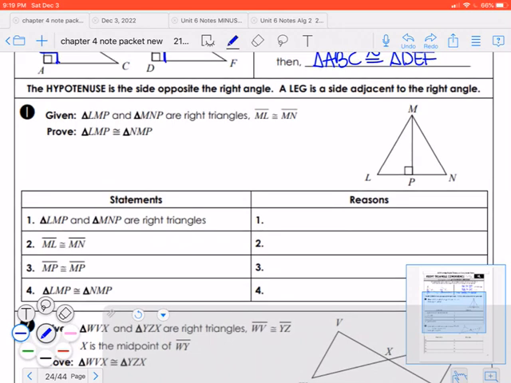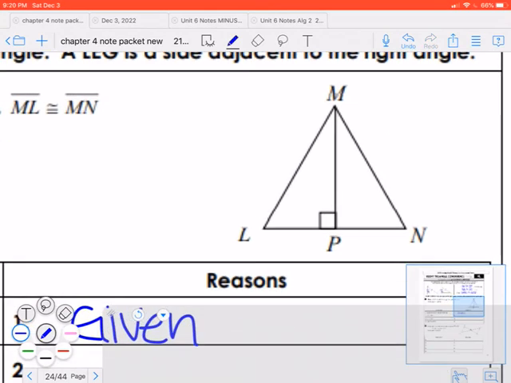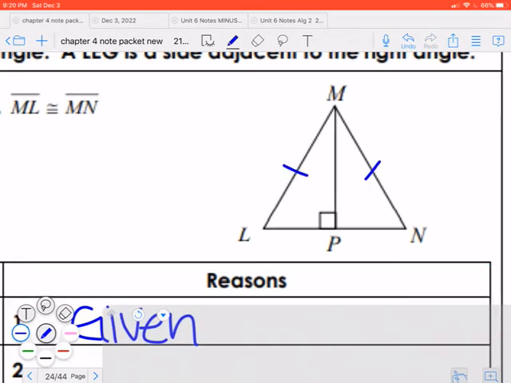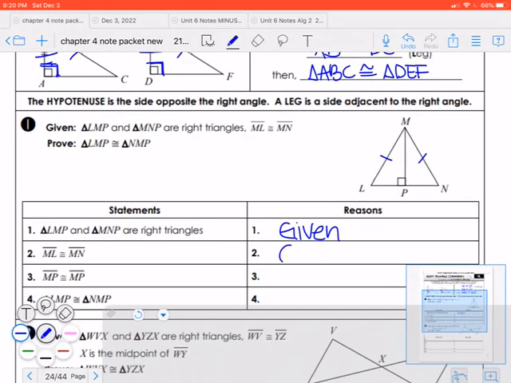All right, what do we have here? Triangles LMP and MNP are right triangles. That is given. ML is congruent to MN. Let's mark that. That is also given.